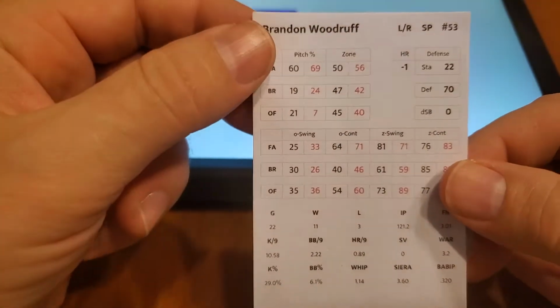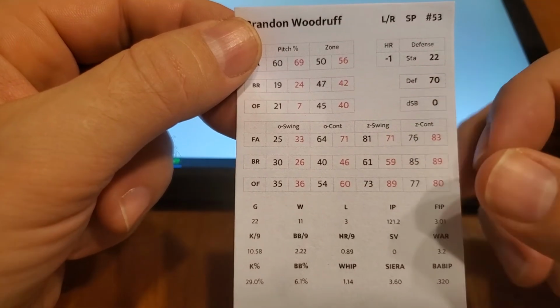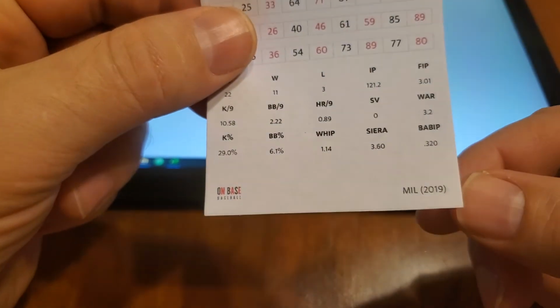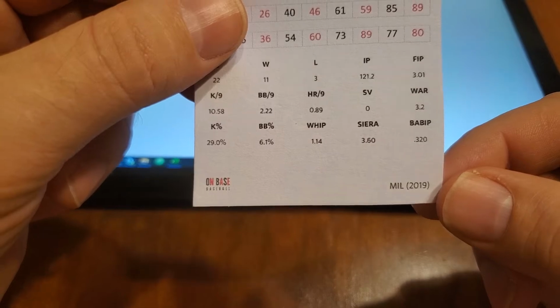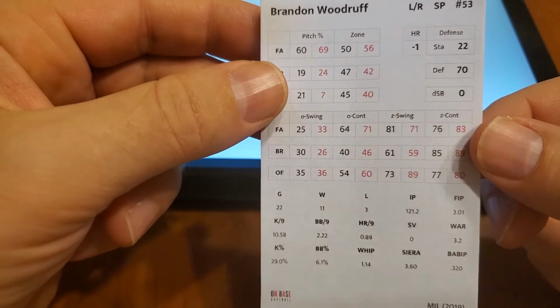So it follows regular baseball. These are actual statistics in the year from Brandon Woodruff. This is 2019. You can see at the bottom. And these are his actual percentages and stats.